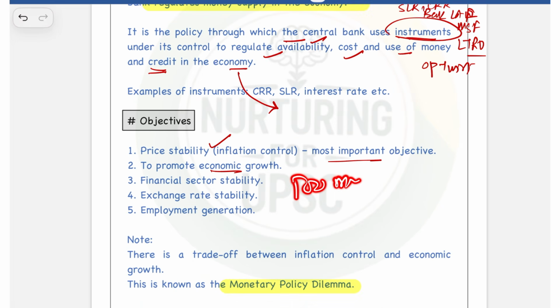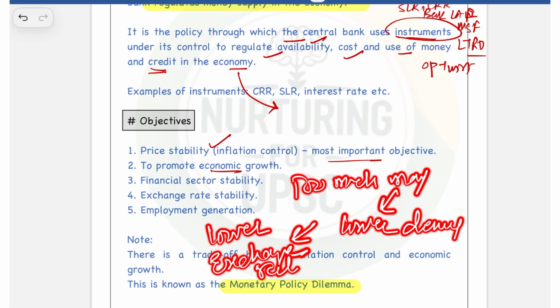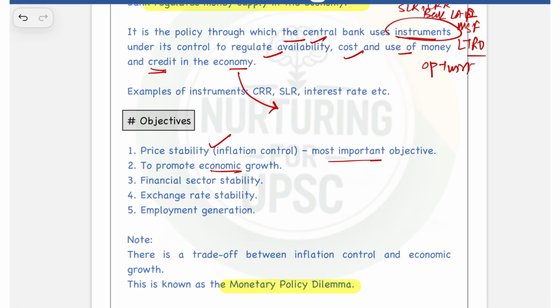too much money would mean there is lower demand, and lower demand would mean lower exchange rates. A lower exchange rate would mean costlier foreign currency. And then again, of course, there is employment generation. Why? Because growth, development and everything is related to price stability, creation of demand, creation of investable capital, creation of credit and so on.